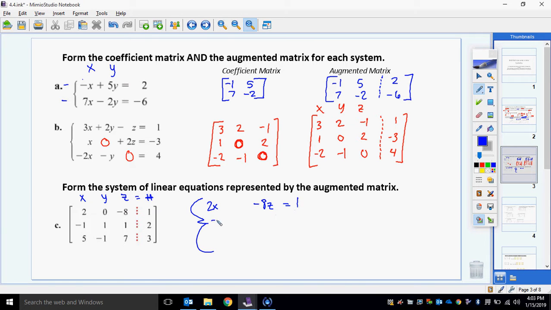I have a -1 on the x, a 1 on the y. It's a positive, so I'm going to put +1 and a positive z, and it equals 2. Then I have a 5 with the x, a -1y, so I'm going to put -y, and then a positive 7z equals 3. That's the system of linear equations, so it can go both ways.